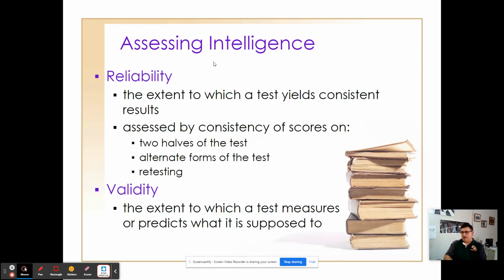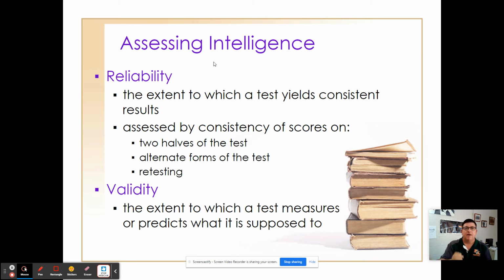All right. Assessing intelligence. My last little thing I want to point out to you guys: reliability and validity. Reliability is the extent to which a test yields consistent results. So if it's taken over and over and over again, it's going to have consistent results. It's assessed by consistency of scores on two halves, alternate forms, and retesting. Reliability is important. You get consistent results.